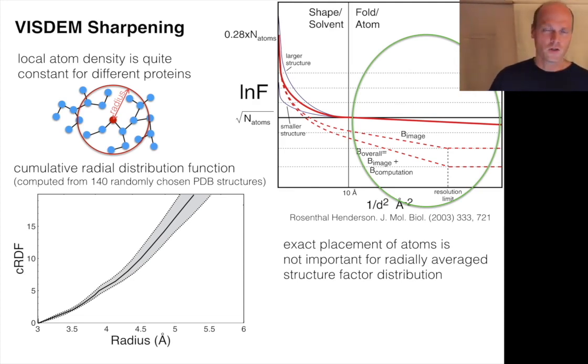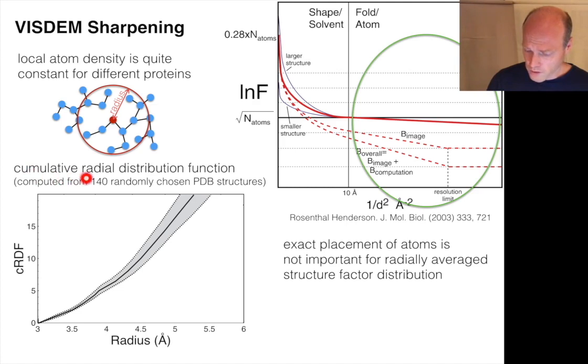This is very similar in all protein structures. This is mostly determined by the distribution of atoms, by the packing, by the atom density, by how well your atoms are packed. And this is pretty much the same for all the proteins. And this is shown here.